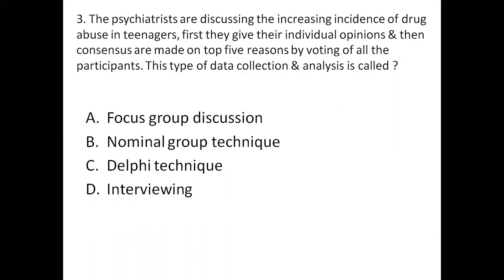Now come towards the third MCQ. The psychiatrists are discussing the increasing incidence of drug abuse in teenagers. First, they give their individual opinions, and then consensus is made on the top 5 reasons by voting of all the participants. This type of data collection and analysis is called B, nominal group technique. Yes, B is the right option, nominal group technique, because in nominal group technique, opinions are given and then the consensus is made by the voting.